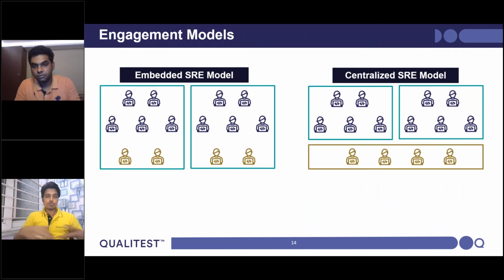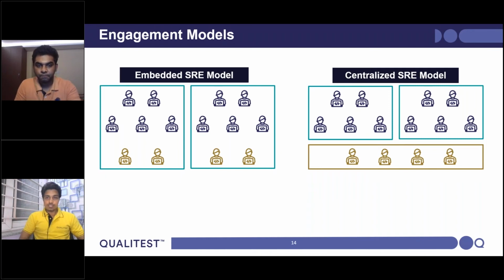There are two different models that we are talking about. One is an embedded SRE model, where the focus is more on how to build a resilient product. In this case, SREs are part of the development team, and they provide reliability guidance to them, right? But the disadvantage in this model is that the knowledge is siloed. It is not cascaded across the enterprise.